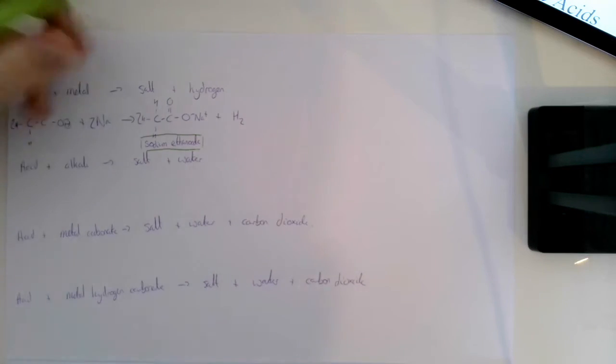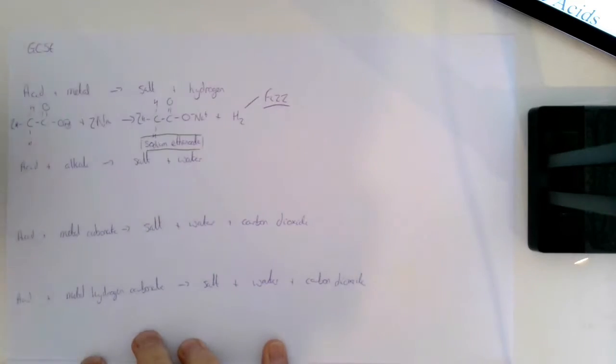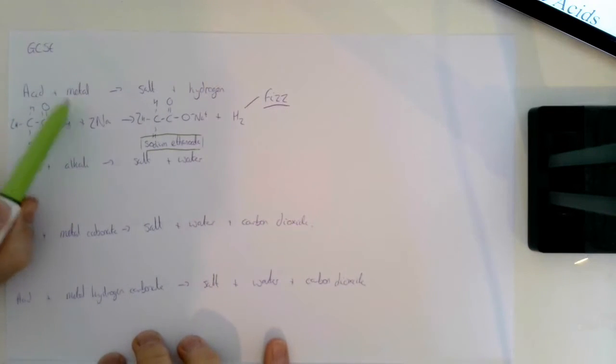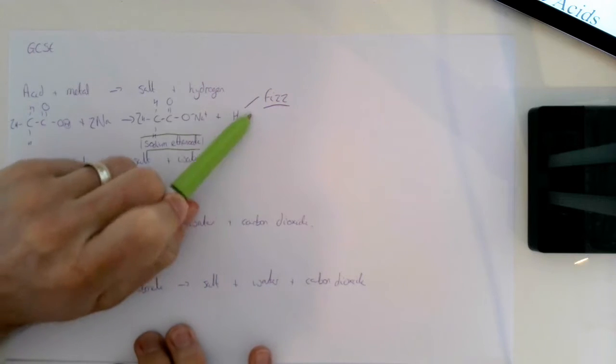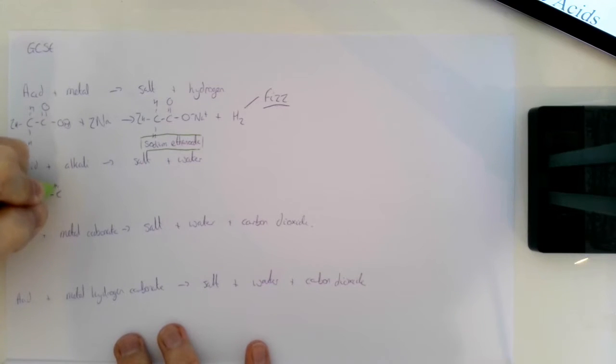Observations for this reaction, the main one would be that it would fizz. So if we added a metal to a carboxylic acid, it would fizz because it's making hydrogen gas. Let's do a slightly different carboxylic acid for this one. So let's do propanoic acid.